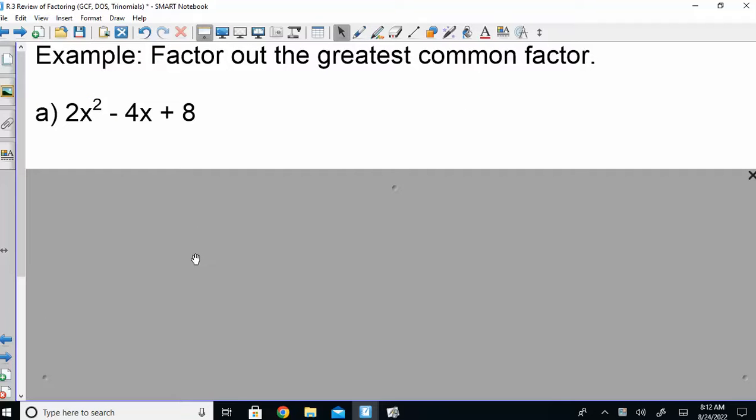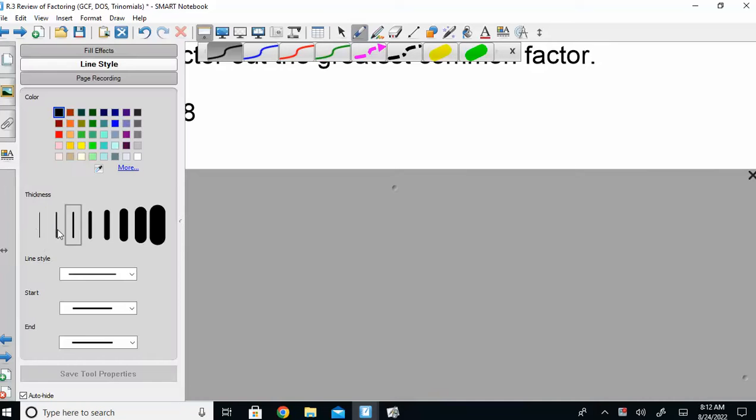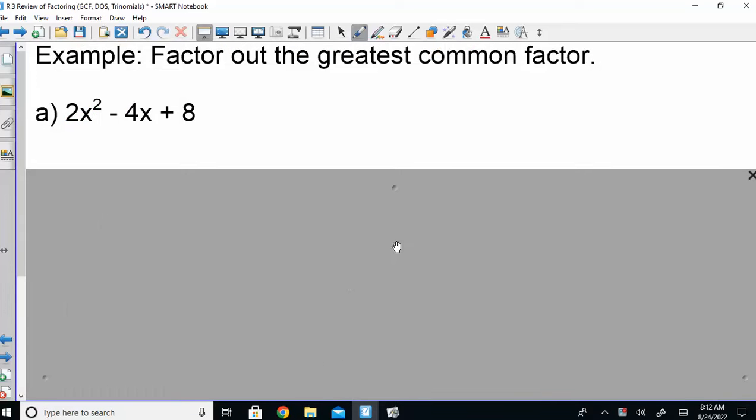Okay, notice I'm just asking you to factor. This isn't an equation. I'm not asking you to solve for x. We are just factoring these. And I just asked for the greatest common factor here, so you're not even worrying about box method or anything yet. What is the greatest common factor?